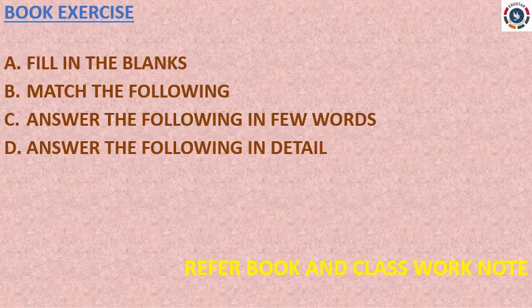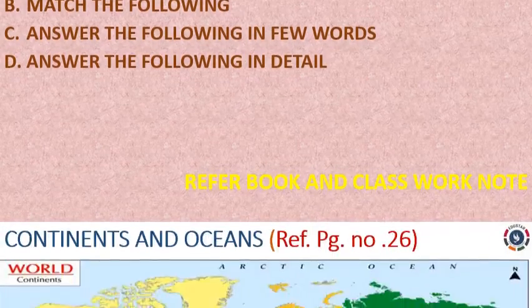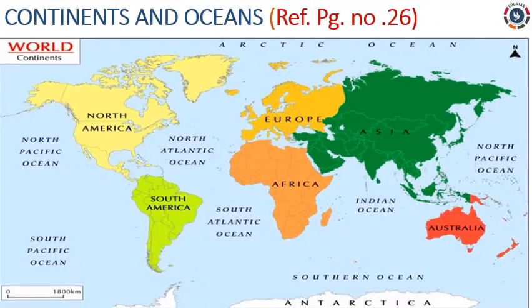Lesson 5, book exercise. Fill in the blanks, match the following, answer the following in few words, answer the following in detail. Study all these things. Refer to the book and classwork notes, students. A map is also there for your exam. Refer to page number 26 in your social book. 7 continents and 5 oceans are there, isn't it? So, these you have to study. Practice well, okay?